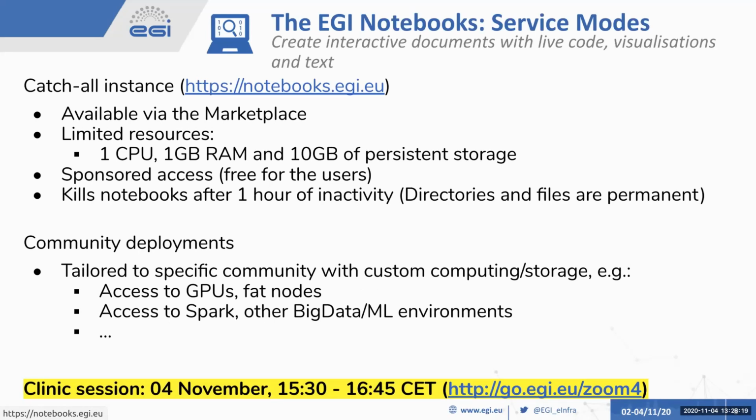Since it is open to anyone, we have a limited capacity. So we offer for each notebook, the user has 1 CPU, 1 GB of RAM, and 10 GB of persistent storage. But this is a configuration setting. We can increase this resource capacity on demand. For example, in case there is a particular event requesting additional capacity, this can be easily done.